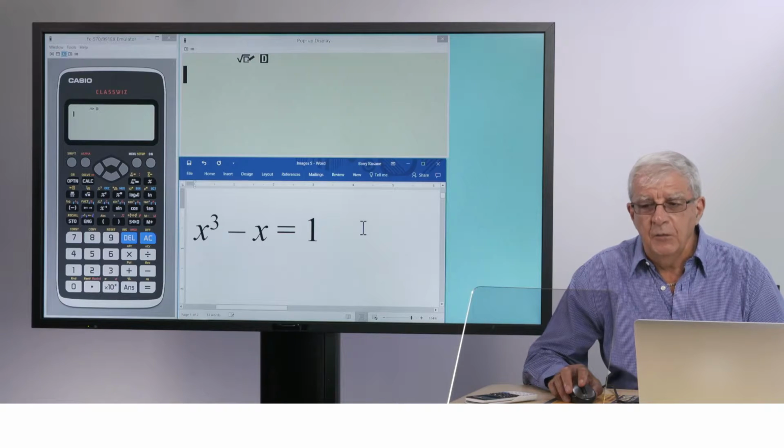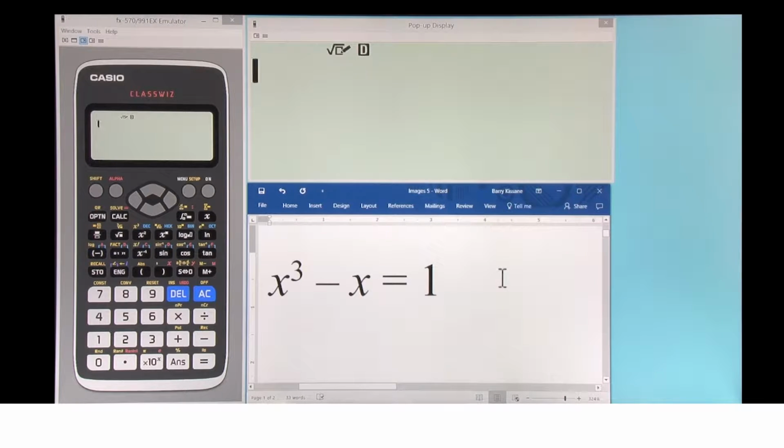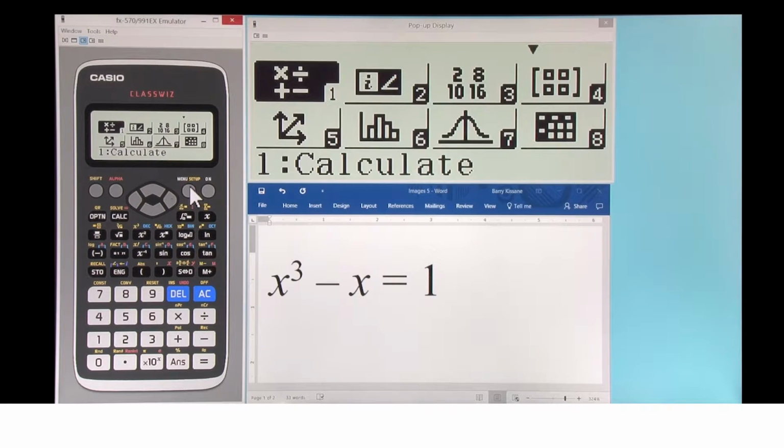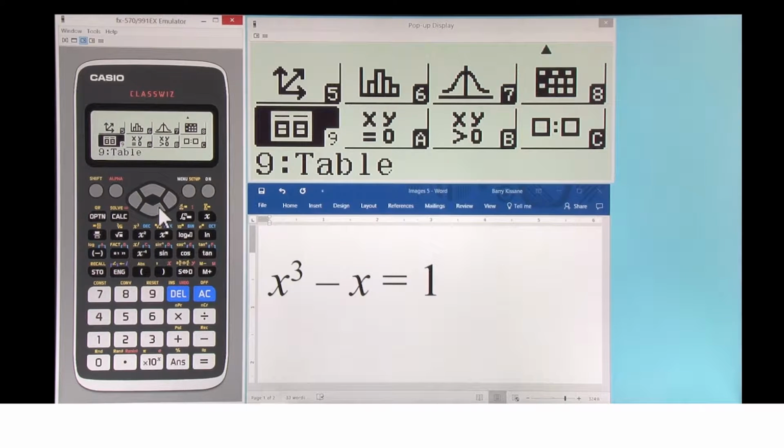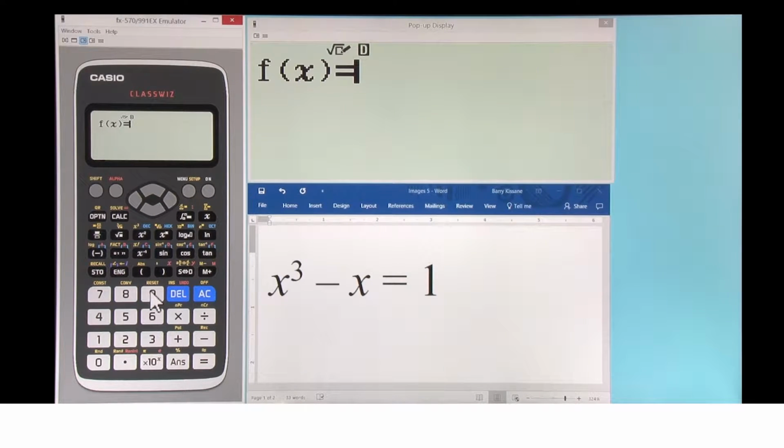So we've turned our ClassWiz on. We need to select table mode, which is menu, and if we go down, it's number 9, and enter the function x cubed subtract x subtract 1. It's a little bit different from the equation, but we're looking to find the value of the function being equal to 0.